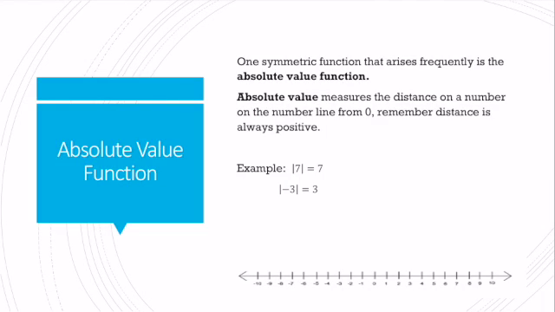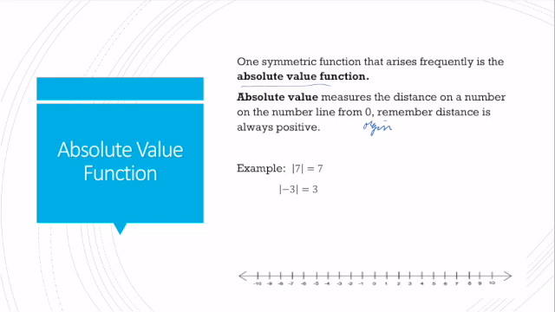Now, one symmetric function that arises frequently is the absolute value function. So it's a friendly reminder that absolute value measures the distance on a number line away from zero. We also call zero the origin. And remember that distance is always positive. If I'm 5 miles from home, I don't say I'm negative 5 miles from home, right?